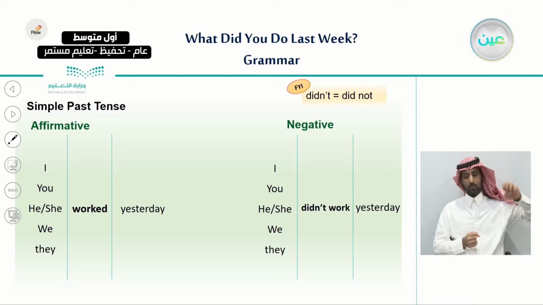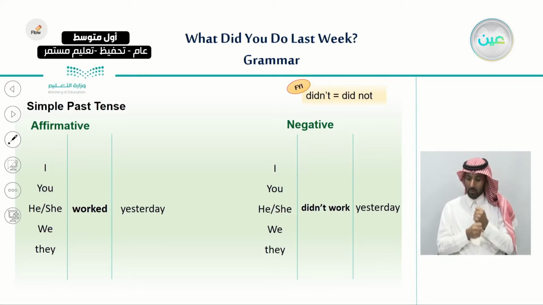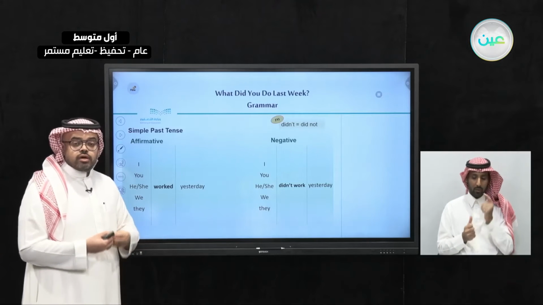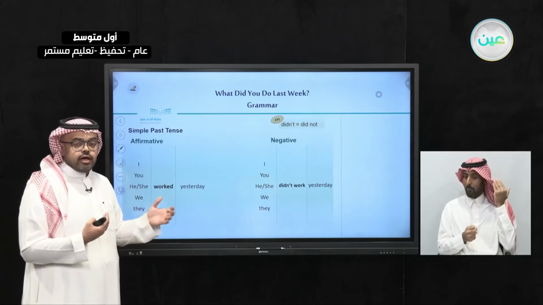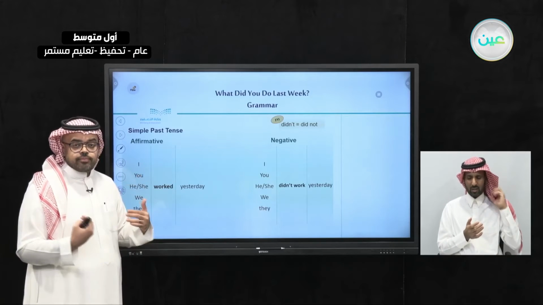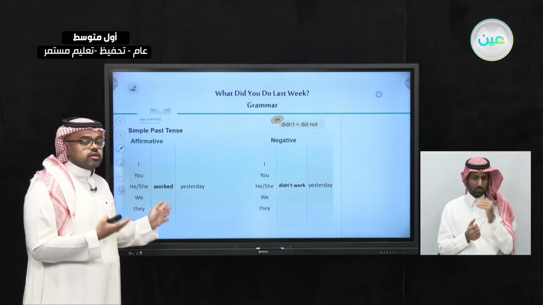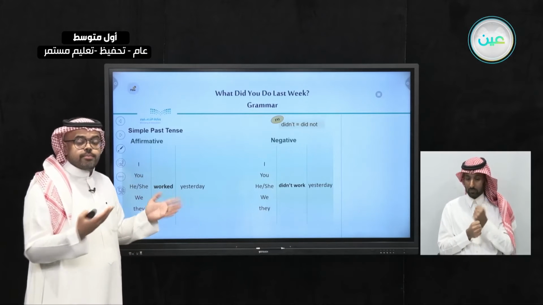So we will have a regular sentence like this. I worked yesterday. He worked yesterday. They worked yesterday. So this sentence is about something that was done yesterday. So this sentence is used in the past.